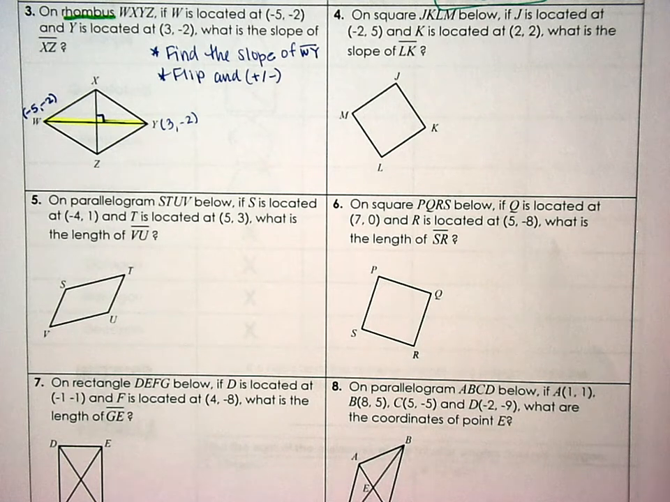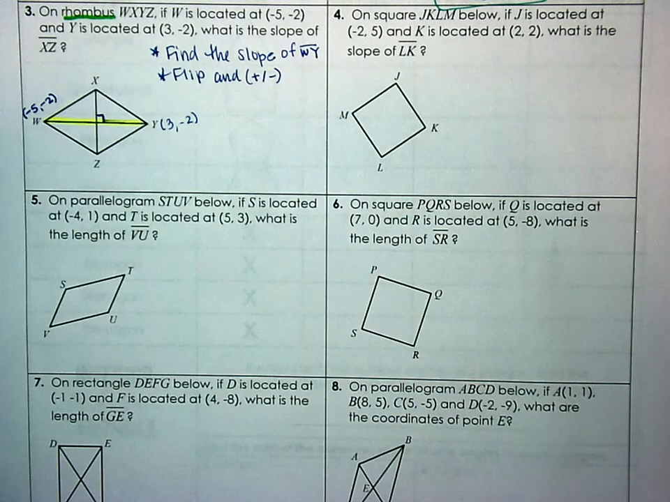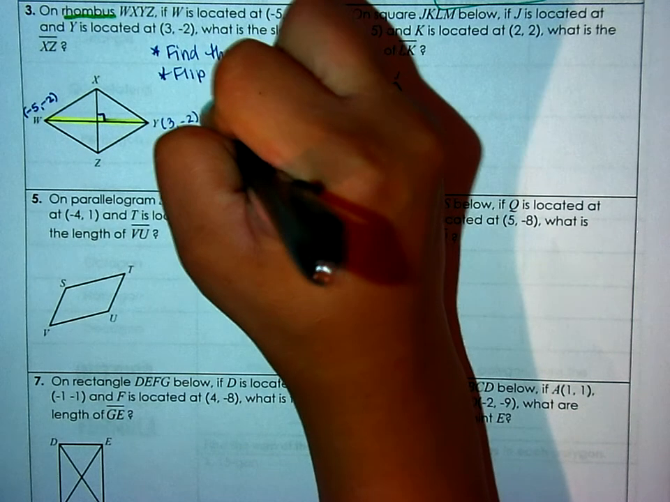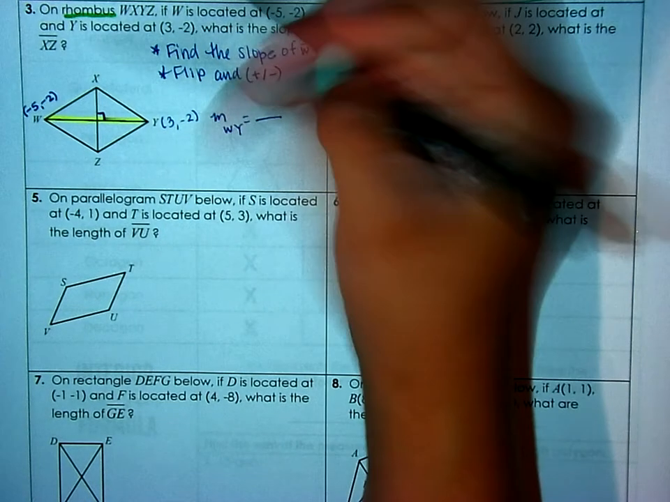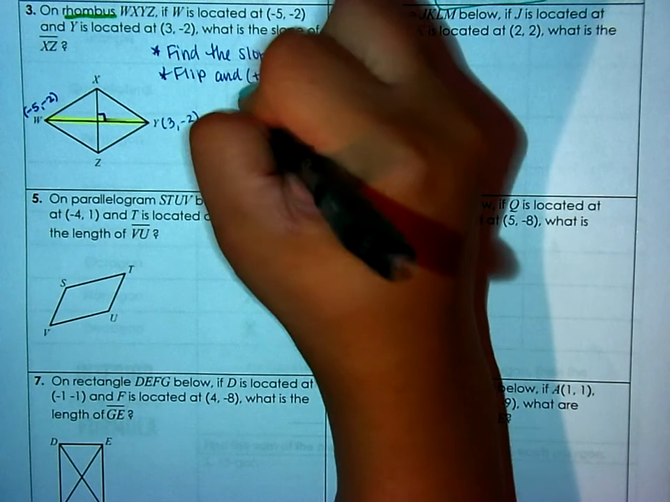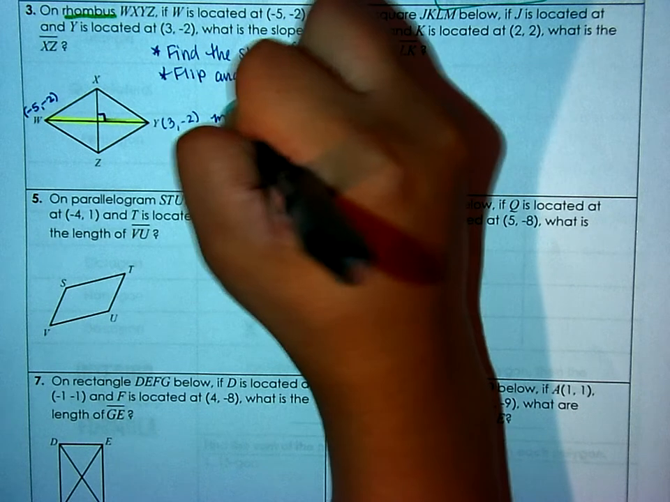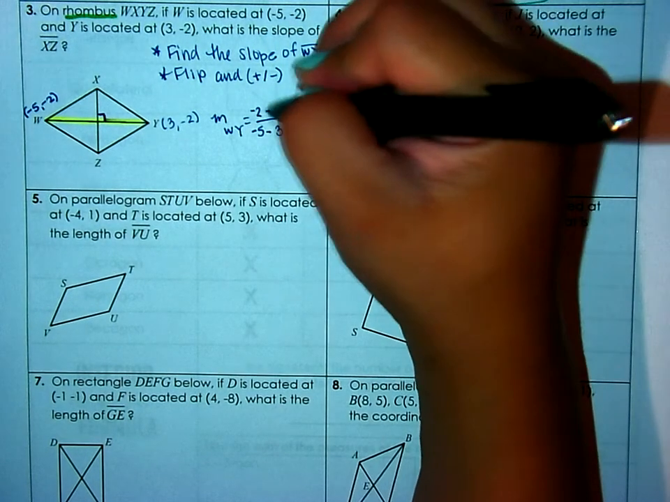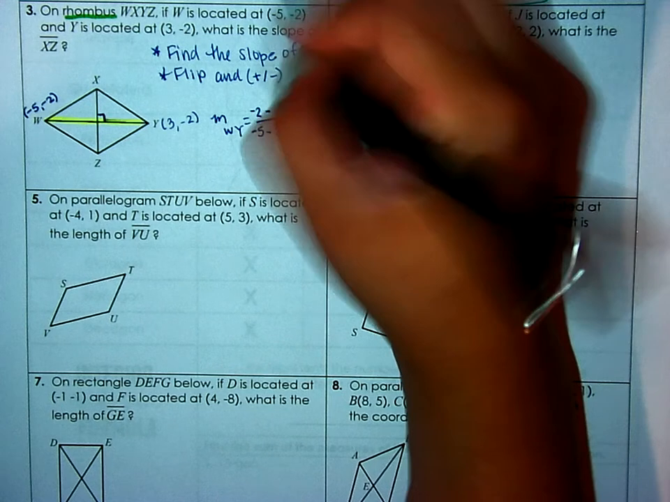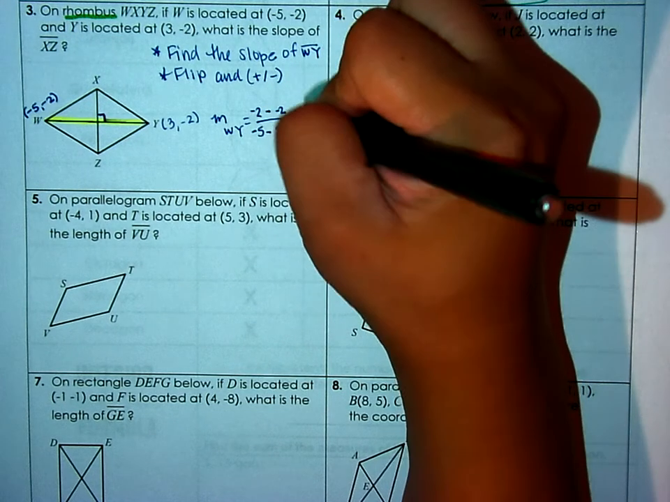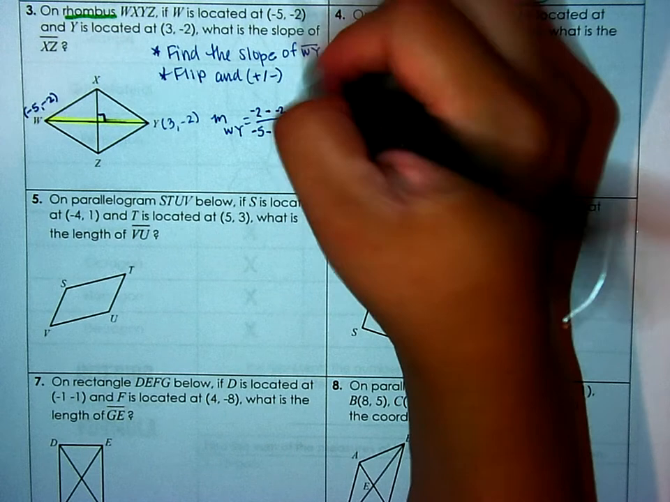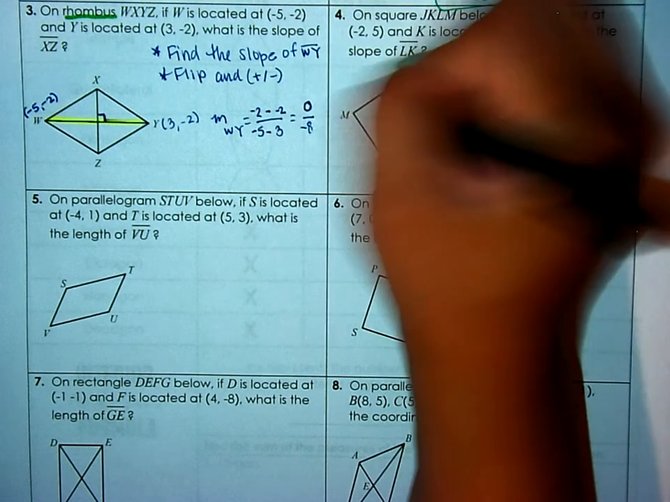Okay, so I'm going to keep going, do the answer to this one. So we're going to find the slope of WY. So slope of WY equals, take my numbers. So again, I'm going to do -2 minus -2 over -5 minus 3. Okay, so this turns into a double negative turns into a positive. So -2 plus 2 is 0 over -5 minus 3 is -8.